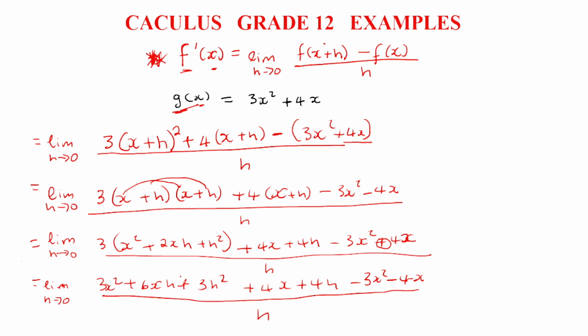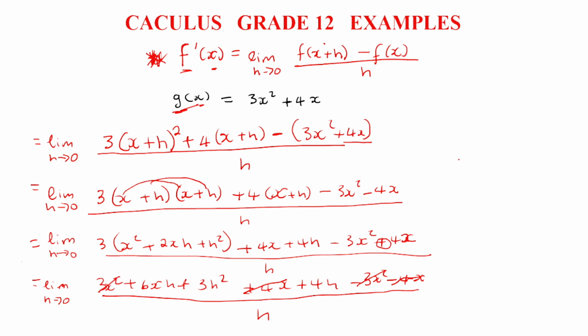Now in this case, let's have a look. We check for like terms. I've got 3x squared here, which will cancel out with the negative 3x squared there. Then here we've got positive 4x and here we've got negative 4x, which cancel out. We don't have like terms anymore. So now let's continue with writing this.